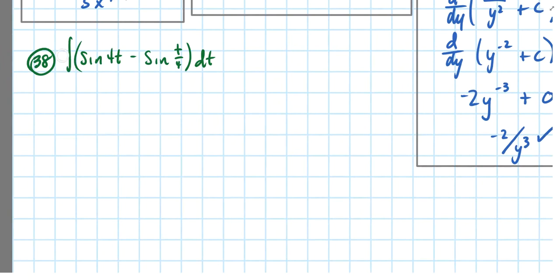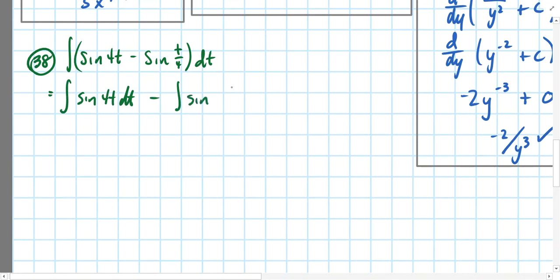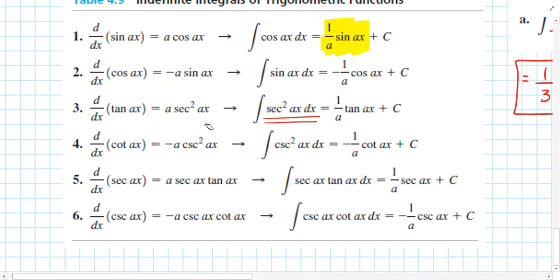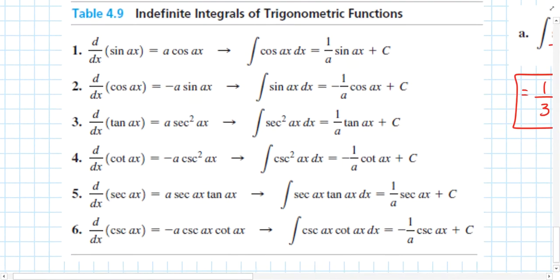With this problem, we're being asked to find the antiderivative, or the indefinite integral, of sine of 4t minus sine of t over 4. So what I'm going to do first is split this into two integrals. So we've got the antiderivative of sine of 4t with respect to t minus the integral of sine of, and I'm going to write this as 1/4 t dt. I'm doing this because it follows more closely to the format of the antiderivative or indefinite integral rules from the last video.